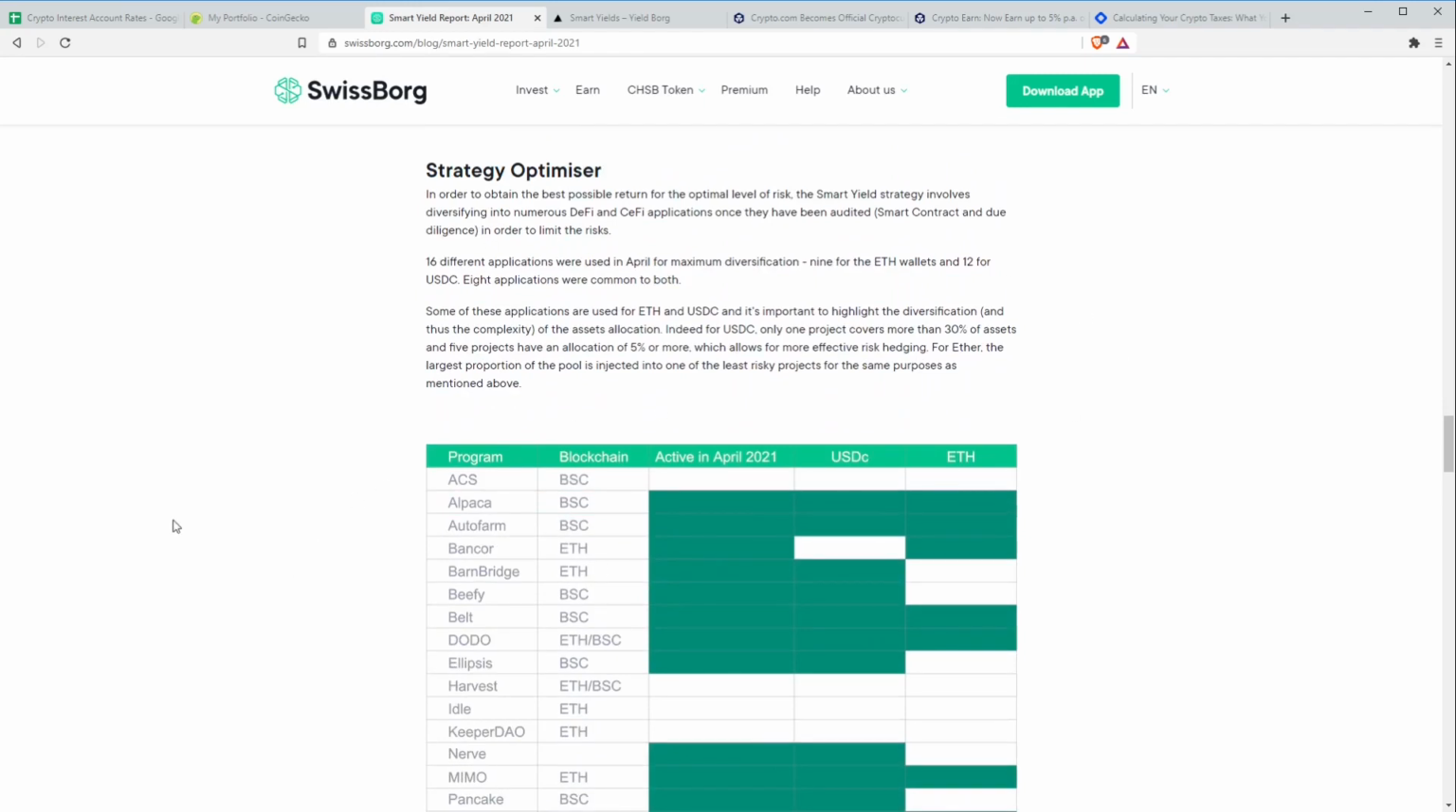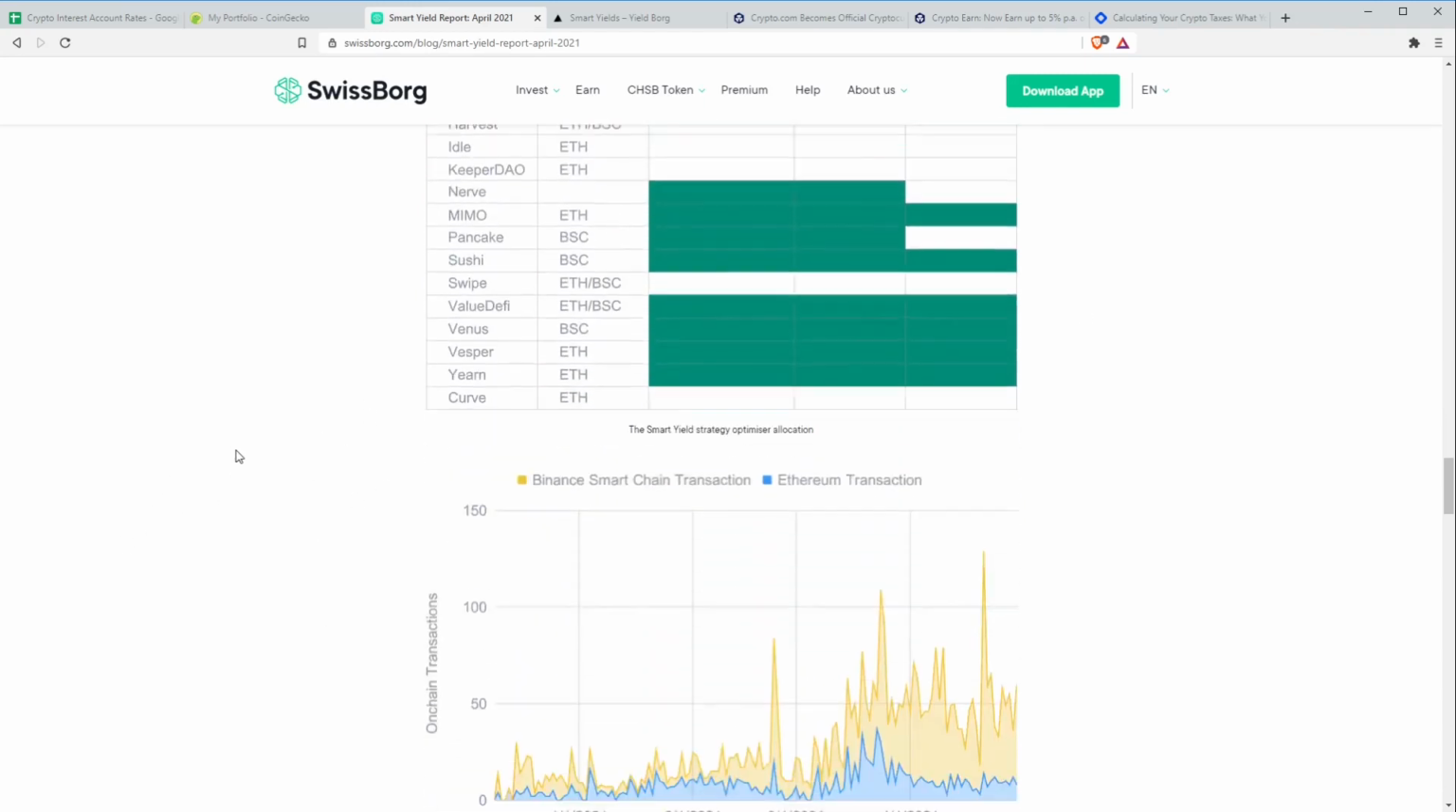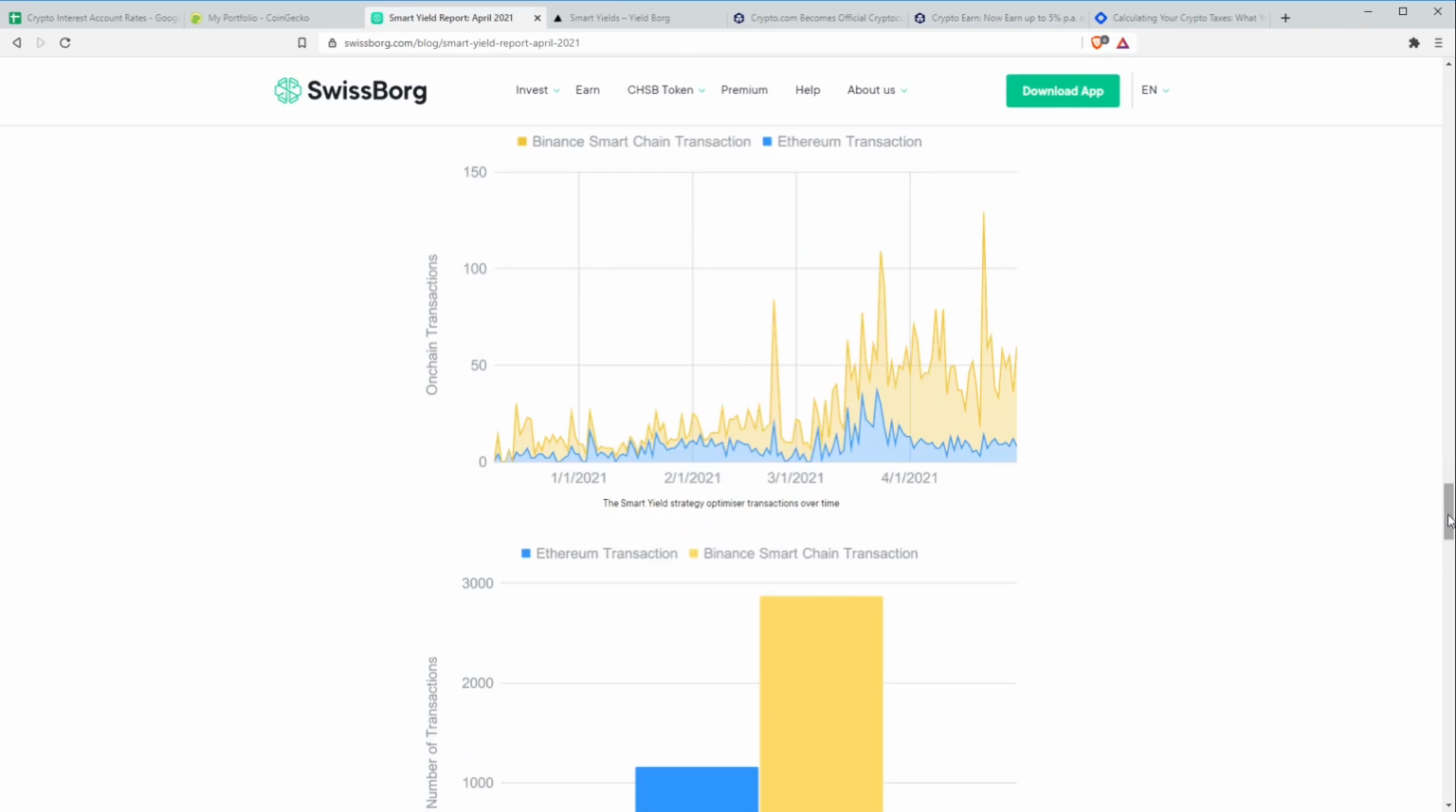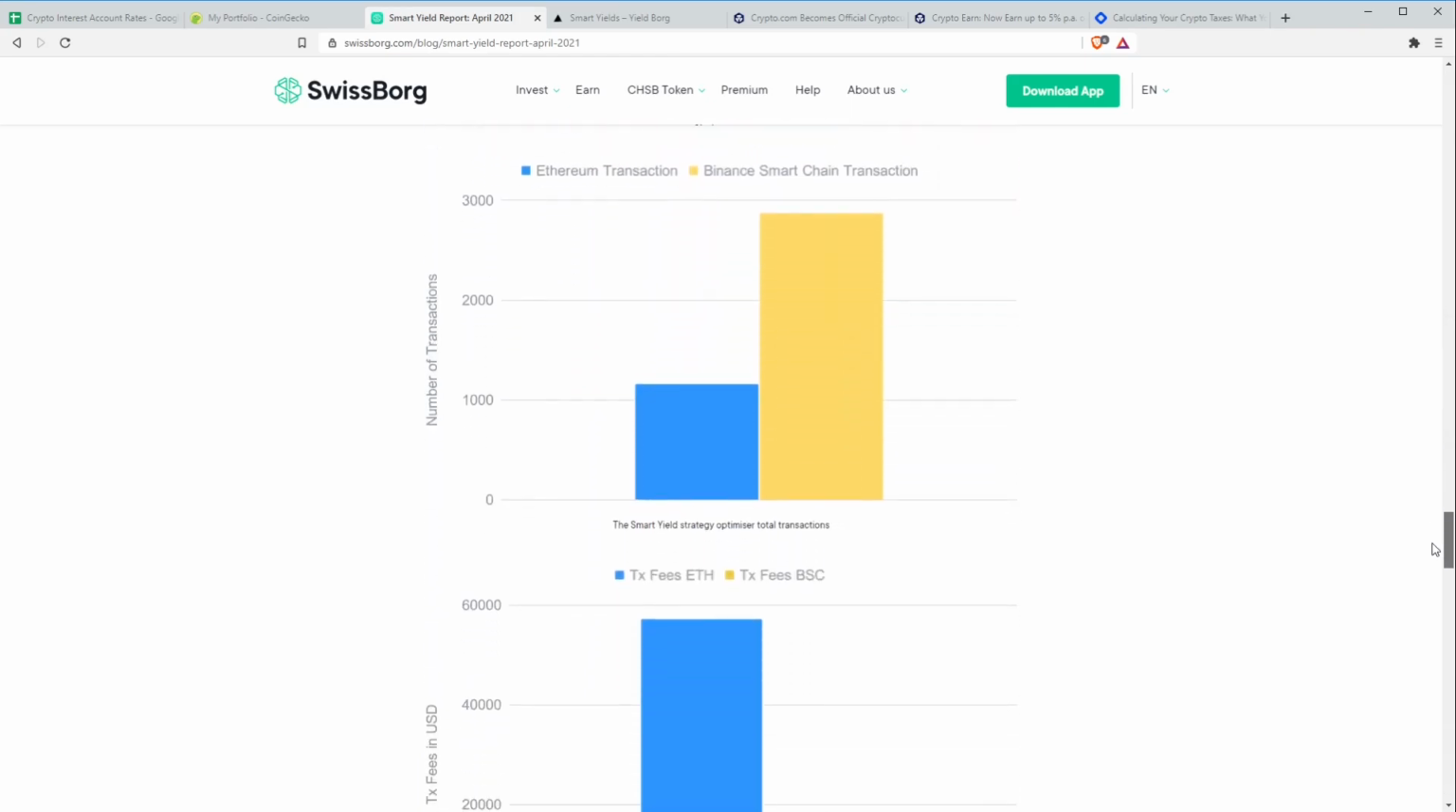It's got information about the kind of programs they're investing in and stuff like that. Well worth a read if you're interested in the platform or just DeFi in general.